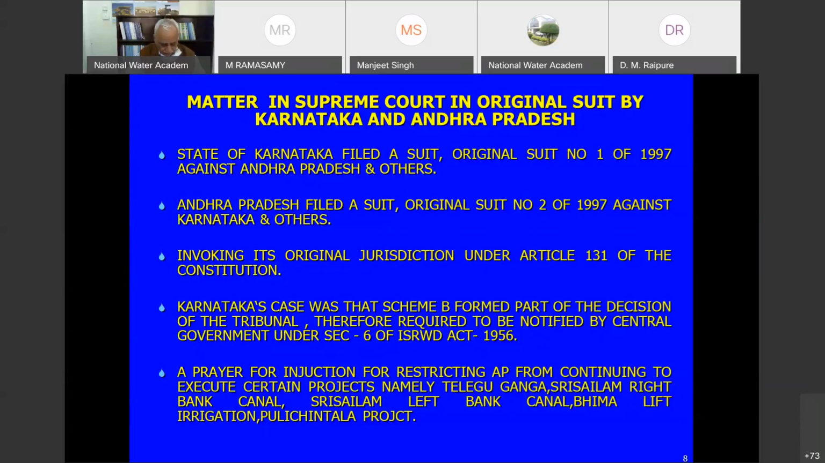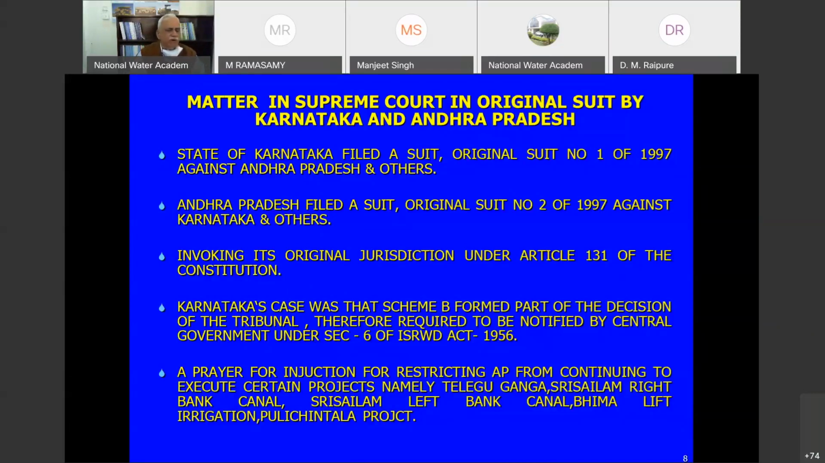And that introduction of 6A in the Act reads: without prejudice to the provisions of section 6, the central government may, by notification in the official gazette, frame a scheme or schemes whereby provision may be made for all matters necessary to give effect to the decision of a tribunal. So this is a major amendment to the Act in 1980.